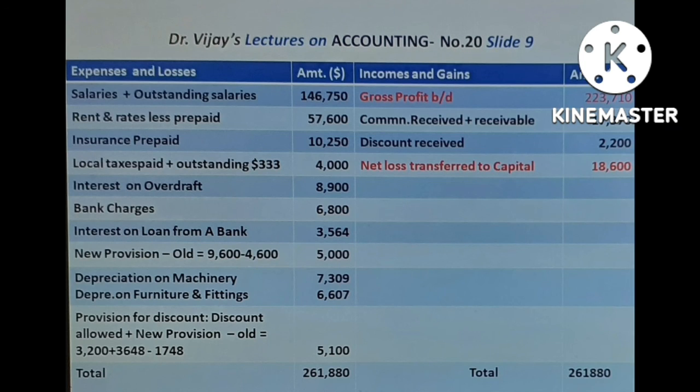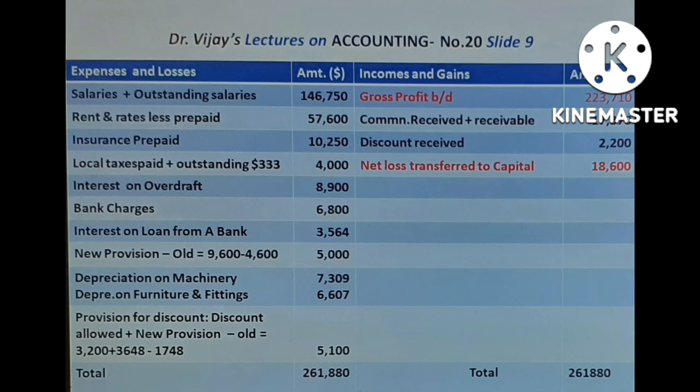Slide 9 gives the profit and loss account. Items on the debit side are salaries plus outstanding salaries, rent and rates less prepaid, insurance less prepaid portion, local taxes paid plus outstanding, interest on overdrafts, bank overcharges, interest on loan from Azad Bank, provision for bad debts, new provision minus old provision, 5,000, and depreciation of machinery, 7,309, depreciation of furniture and fittings, 6,607, provision for discount allowed plus new provision minus old provision, 5,100.